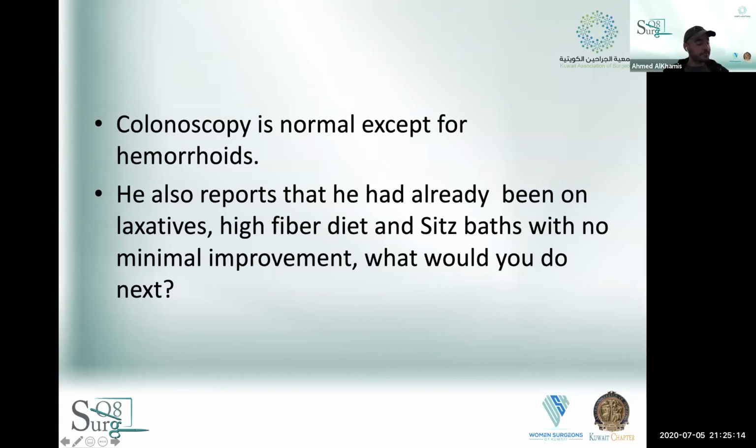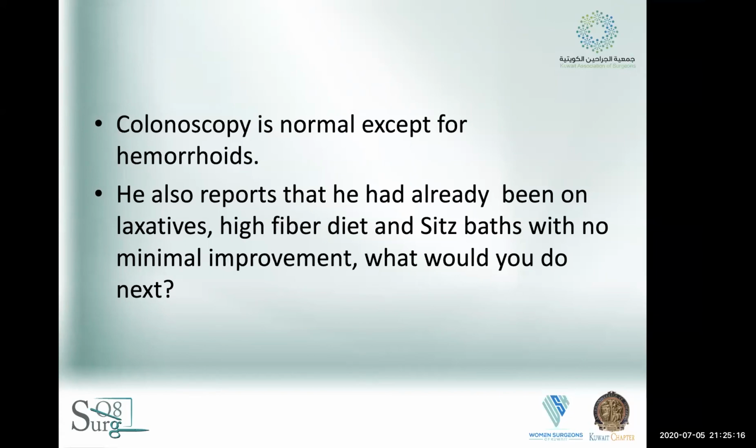Yes, so if conservative medical management failed, then we can consider surgical treatment in this situation. So you will take him for a hemorrhoidectomy? Yes. Okay. So you start your consent. So what would you tell him about the hemorrhoidectomy? Can you tell me what you would tell him?